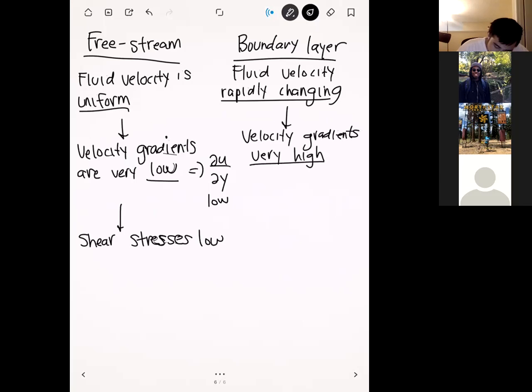And so if we take the derivative of the velocity inside the boundary layer, du dy, this is very high. And then if the velocity gradients are very high, then this also means that the shear stresses are very high as well.